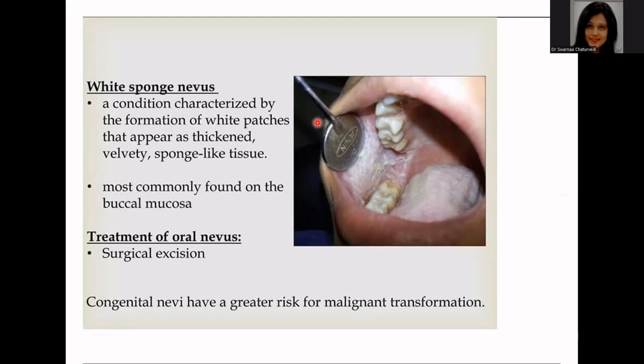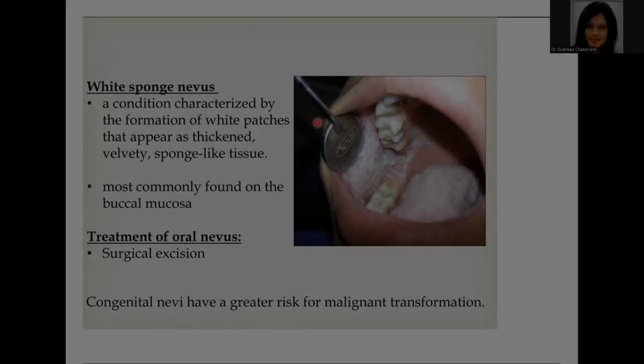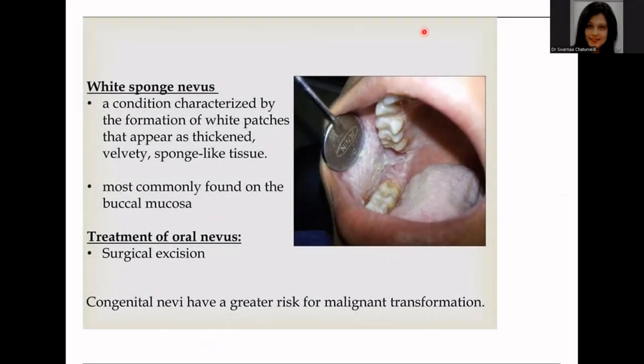There is one special variant of oral nevi, that's white sponge nevus, wherein we see white patches that appear as thickened velvety sponge-like tissue, and the most common site of occurrence is buccal mucosa. The commonest treatment modality for it includes surgical excision that we carry out in daily clinical procedures. And the most common variant, which has a greater risk for malignant transformation, is the congenital one. Acquired ones are less likely to go through that.